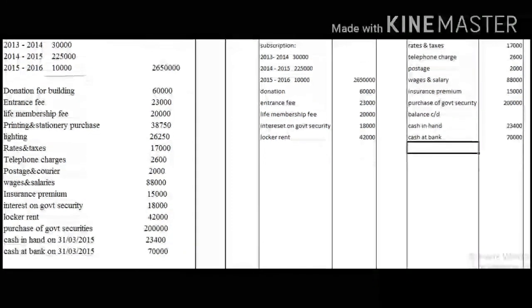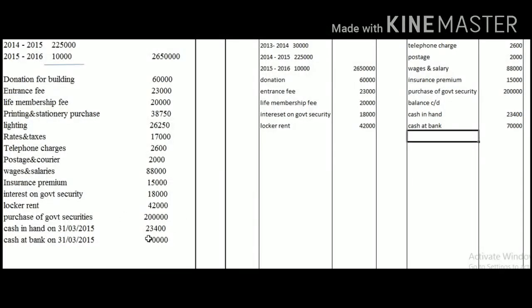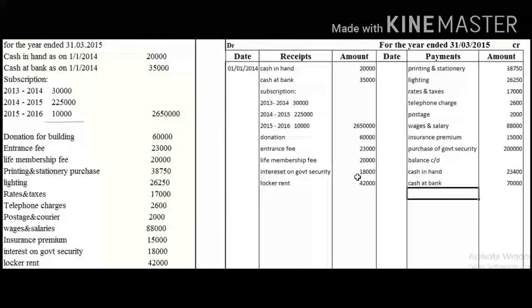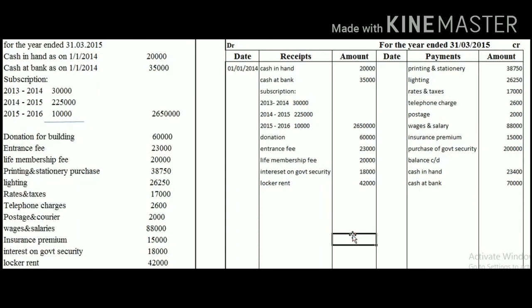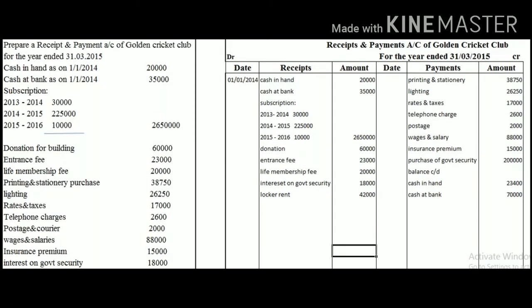That is, in the question the closing balance of cash in hand and cash at bank is given, which you will also record in the payment side. Then the next procedure is tallying the receipts and payment account. The final procedure for the preparation of receipts and payment account is tallying both the sides, the debit side and credit side.